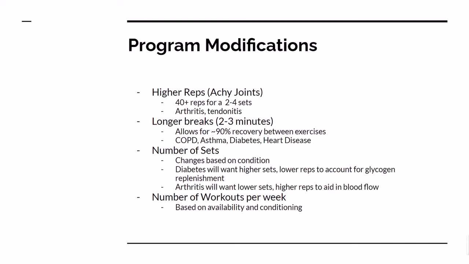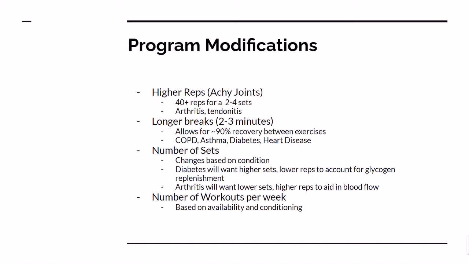Next, we have longer breaks, which are around like 2 to 3 minutes. We'll typically use these for like COPD, asthma, diabetes, and heart disease patients. It allows for roughly around 90% recovery between exercises, so that way we're not stressing out the cardiovascular system as much. Next, we have a number of set changes.